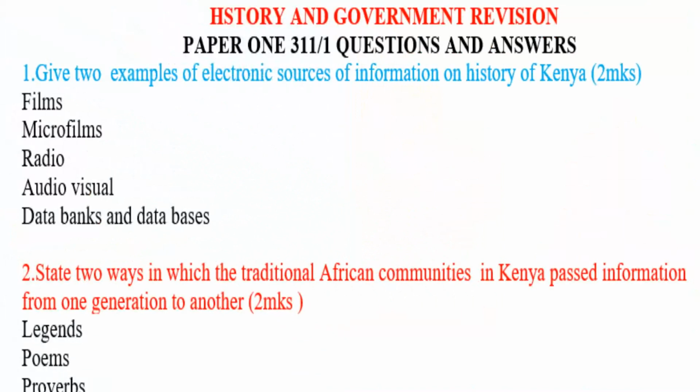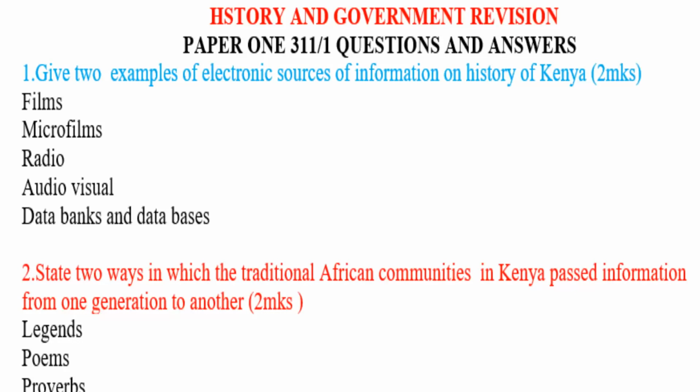Question number one, give two examples of electronic sources of information on history of Kenya. We have number one, films, number two, microfilms, number three, radio, number four, audio-visual, and number five, data banks and data bases.